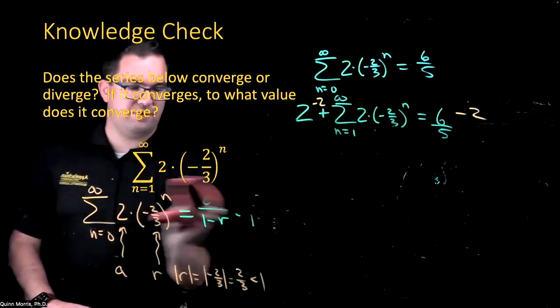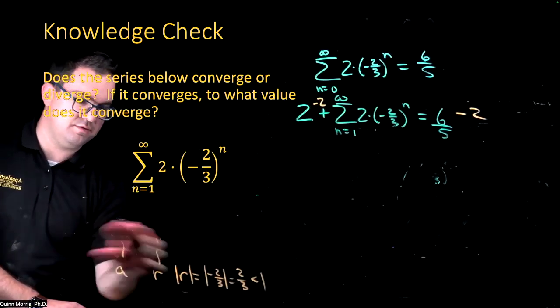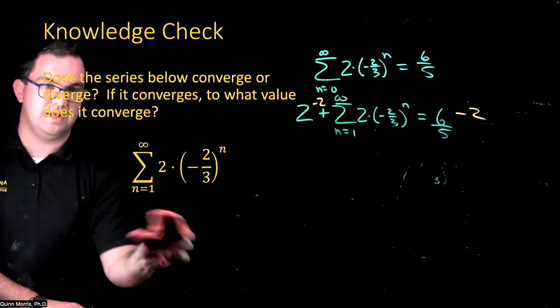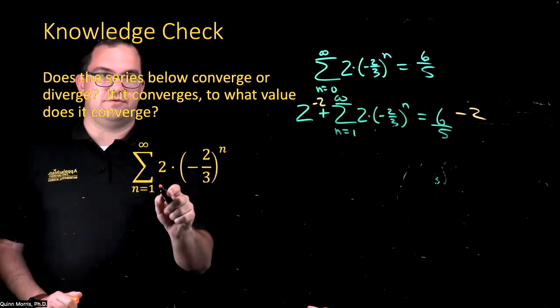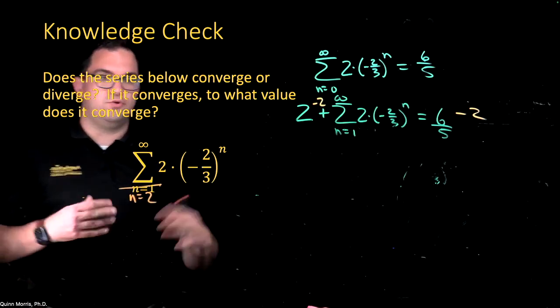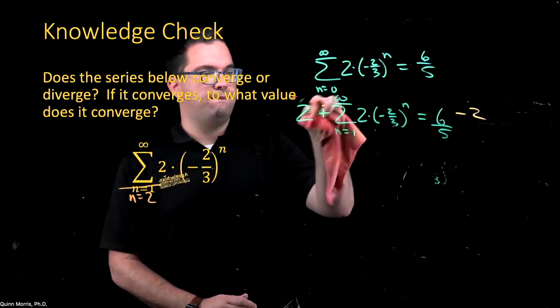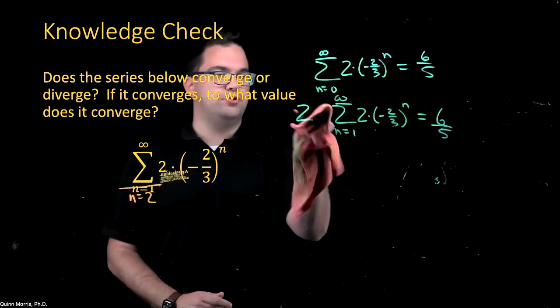Now, I'll point out here, if I were to change this problem ever so slightly, so that instead of starting at n equals 1, it started at n equals 2. So what if instead of this, I had the sum starting at n equals 2? Well, I do all the same work, but then when I get here, instead of just breaking off the first term, I'd break off the first 2 terms.